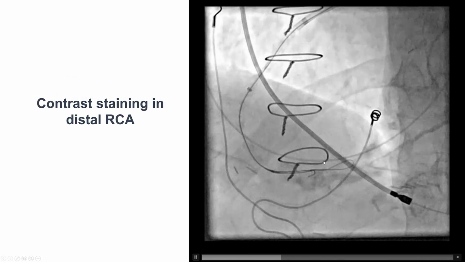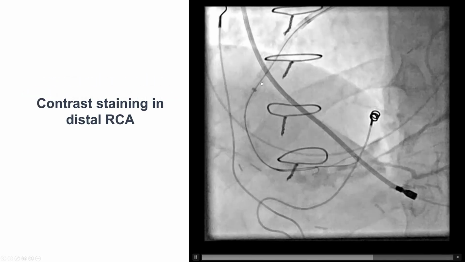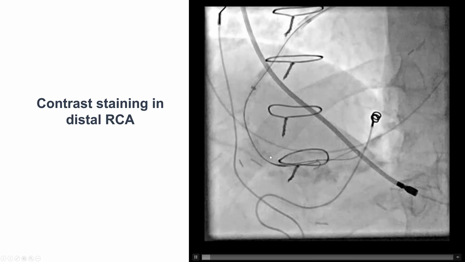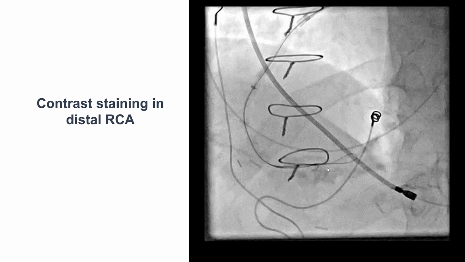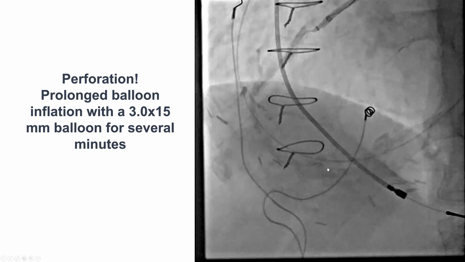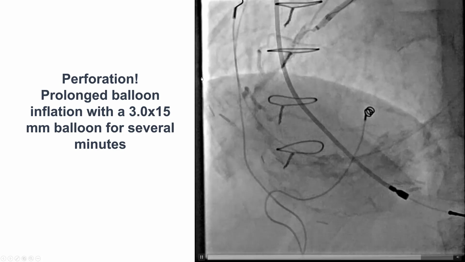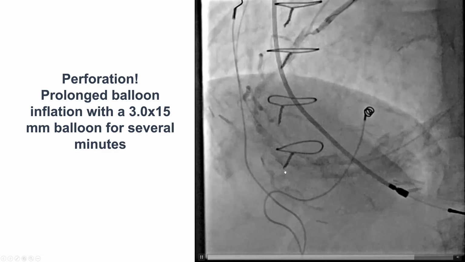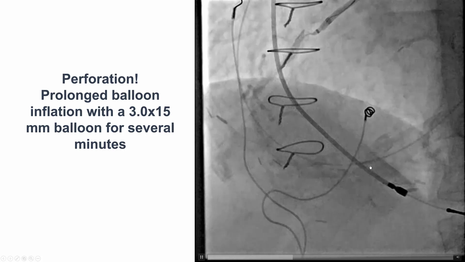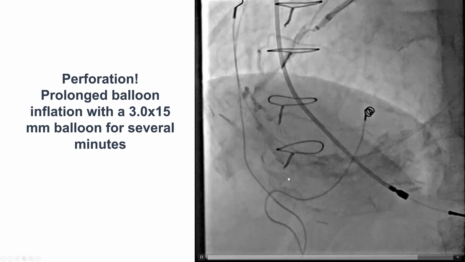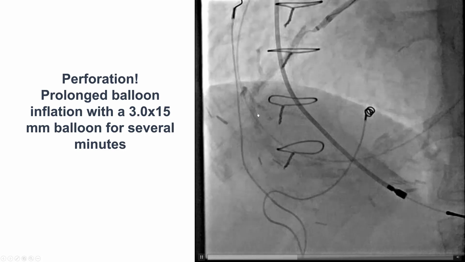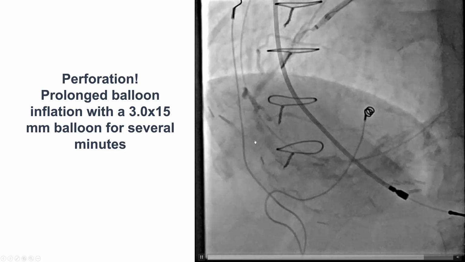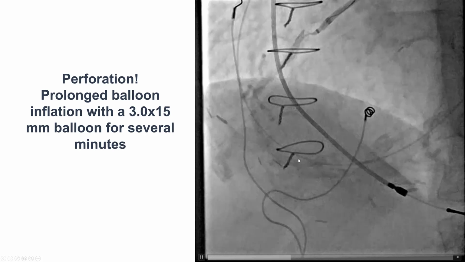to get there. And when we did a gentle injection, there was actually some contrast staining in that area in the distal right coronary artery. We can see here that there is a space that is filling with contrast. Fortunately, most of the contrast is staying there and it's not clearing, but this was not promising. So we did have a perforation distally.